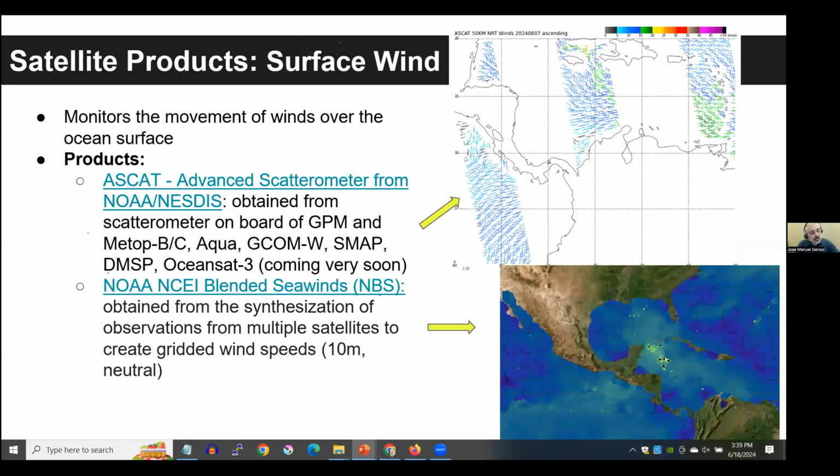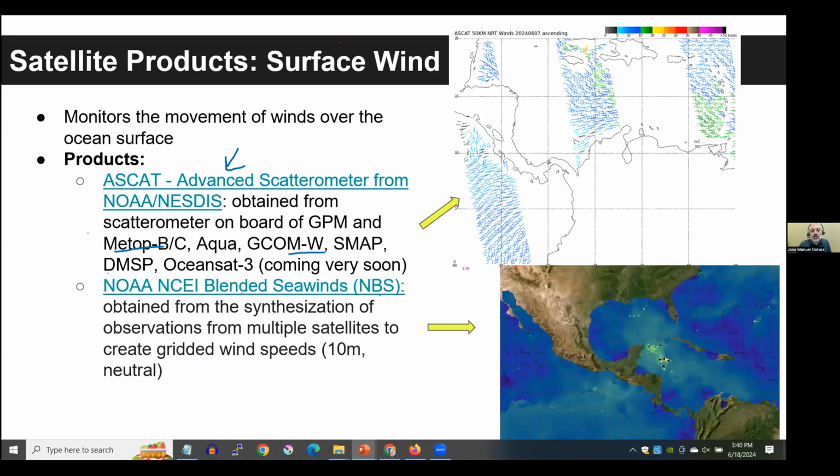Okay, let's keep moving. Now we're looking into surface wind products, and we mentioned this before. One of the products that we like to use a lot is the ASCAT. This has been around for a long time. The ASCAT products, the Advanced Scatterometer products, mostly come from the MetOp B and C satellites, but you can also get some scalar wind data from other satellites like Aqua, GCOM-W, SMAP, etc.